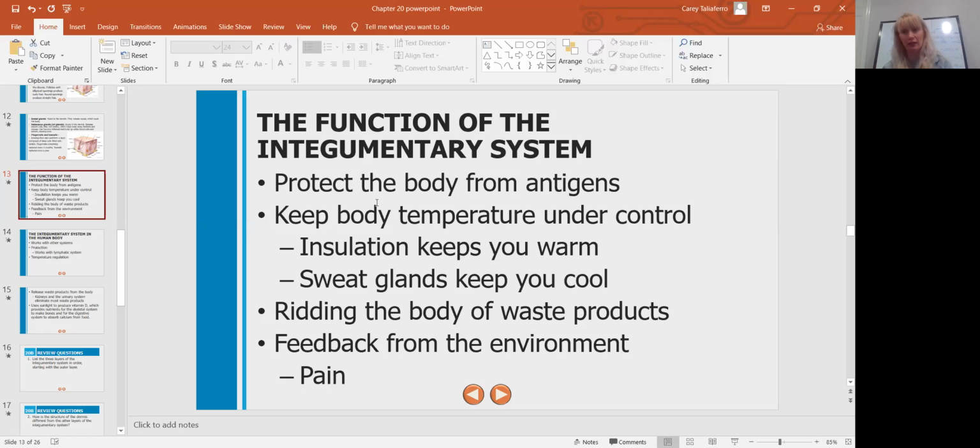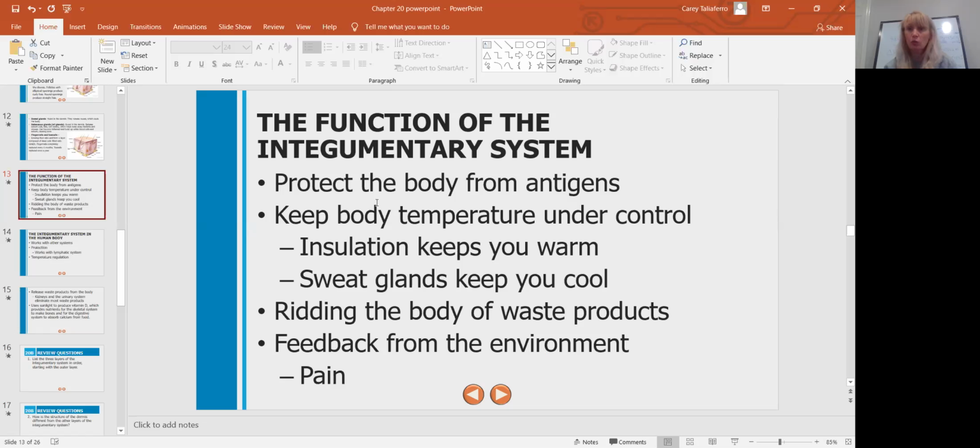If we've learned anything from this COVID-19 virus, I hope it's that you try not to touch your face. And the other thing I hope you've learned is wash your hands frequently. Wash your hands, wash your hands, wash your hands. That won't help you with just COVID-19. It's going to help you stay healthy in general. So, protection from antigens: they don't enter your body through your skin.